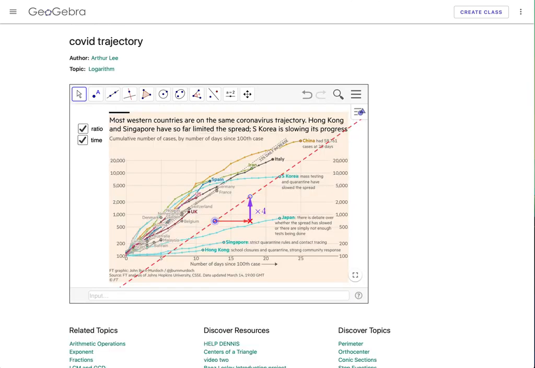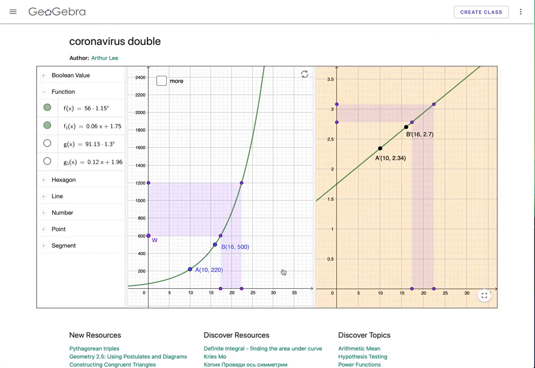And here in the third applet, I particularly highlight this ratio of a factor of 2. That means, for example, from 600 to 1,200, it is a doubling. That means it is being multiplied by 2, and it happens in about 5 days in this exponential graph.